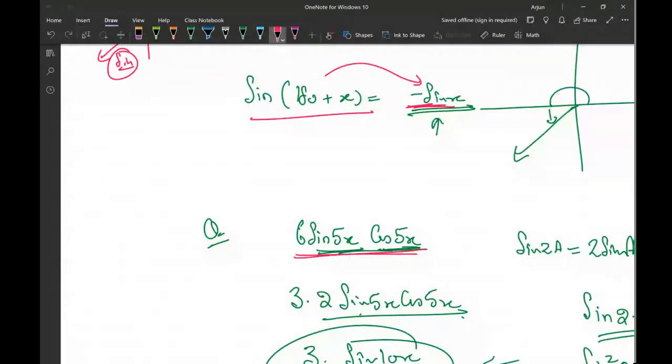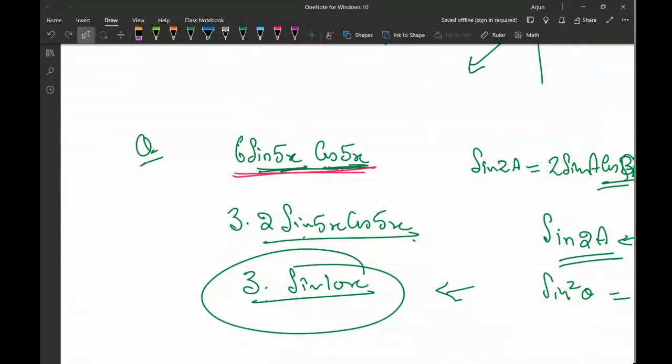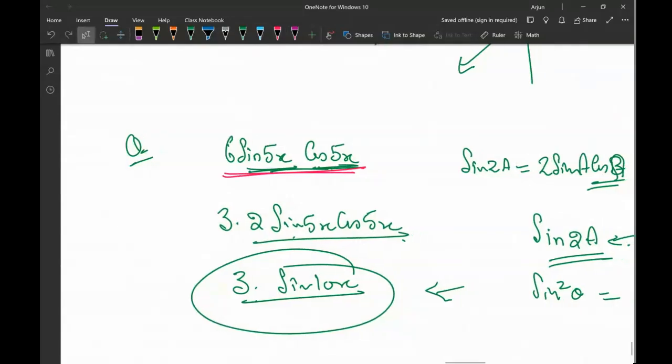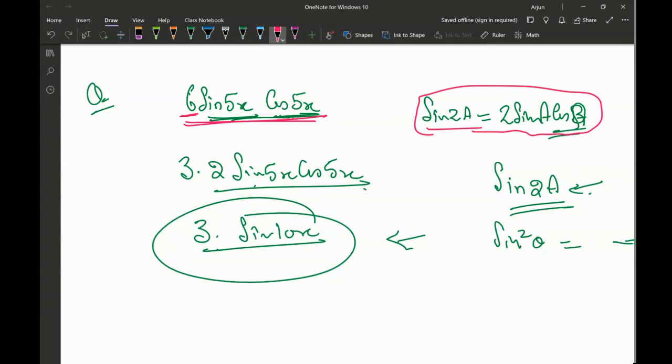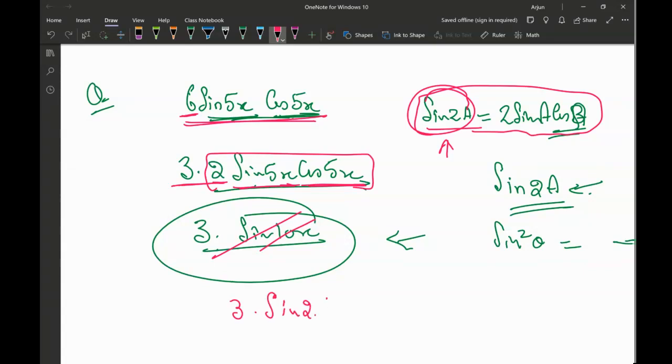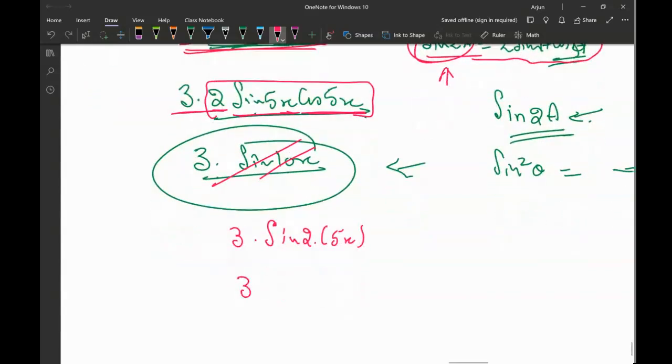Down here, this is again a trigonometric ratio which I've used. This formula is given to you in your formula booklet too. Sine of 2a is the formula I've used, which is equal to 2 sine a cos a. And here 6 is given to me. I can write it as 3 times 2 multiplied by sine of 5x times cos of 5x, which I can convert into sine 2a. So I will show you here: 3 times this thing becomes 2 of this becomes sine of 2 times 5x, which is going to give sine of 10x. So that's your final answer.